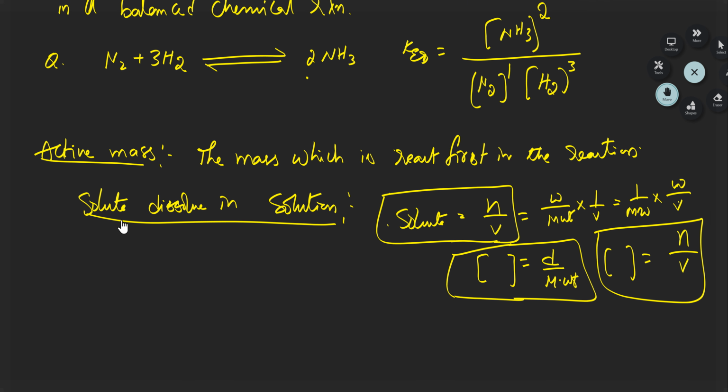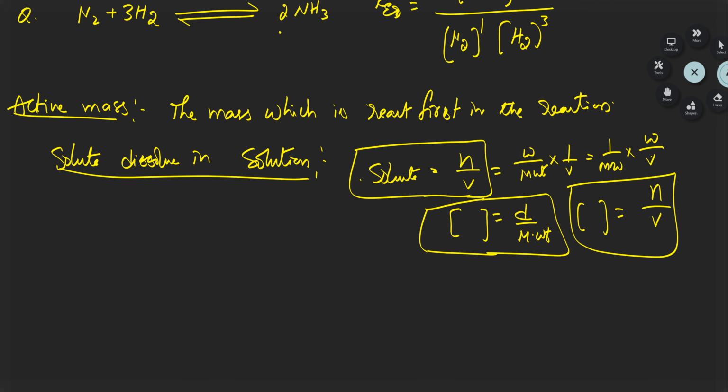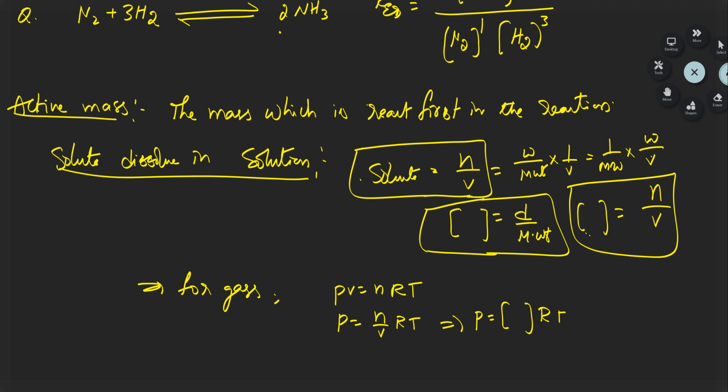Next, if it is pressure, we have the formula. What is that? For gases, PV is equal to nRT. So P is equal to n by V RT. In place of n by V, what can we write? P is equal to concentration of RT. This is one form.